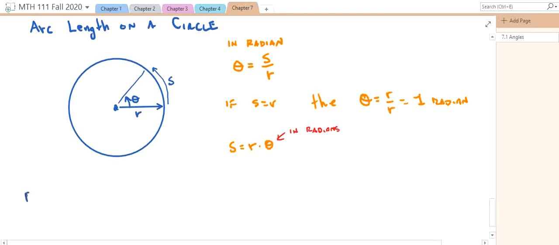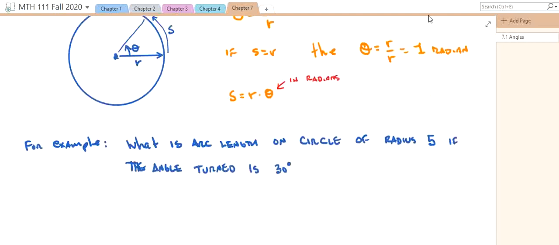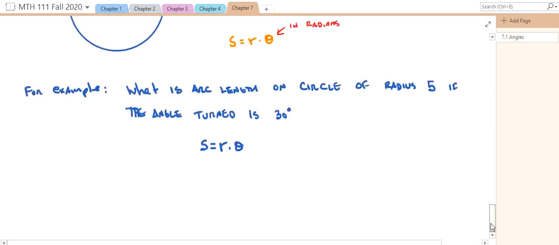For example, what is the arc length on a circle of radius 5 if the angle turned is 30 degrees? So now we're looking at the radius here is 5 and this angle is 30 degrees. Well, if we're going to use our arc length formula, S equals R times theta, we can't just directly put 30 degrees in here. We've got to convert 30 degrees into radians.